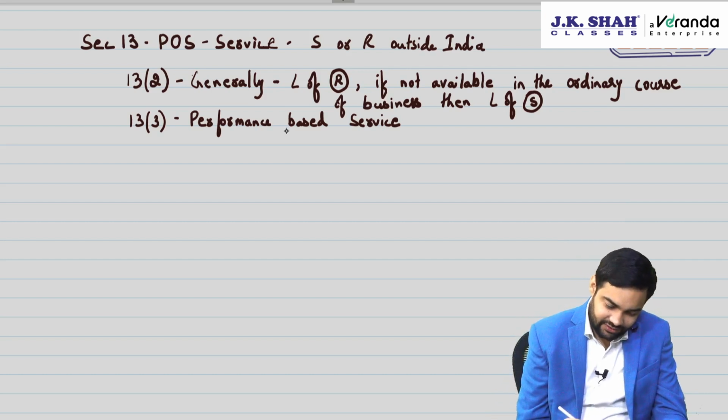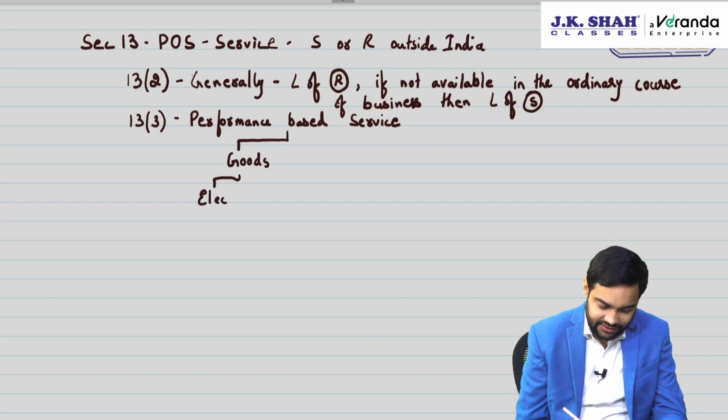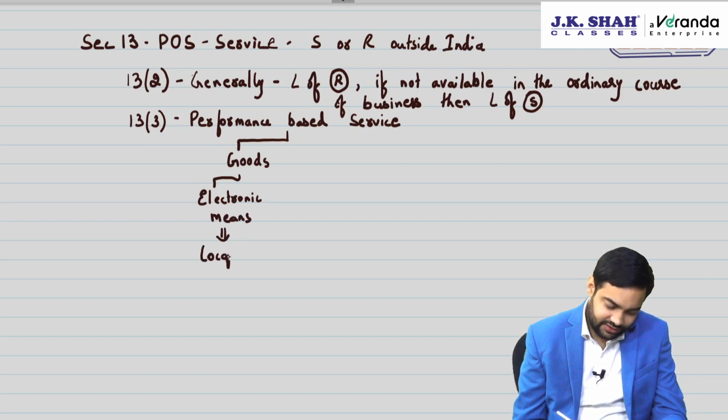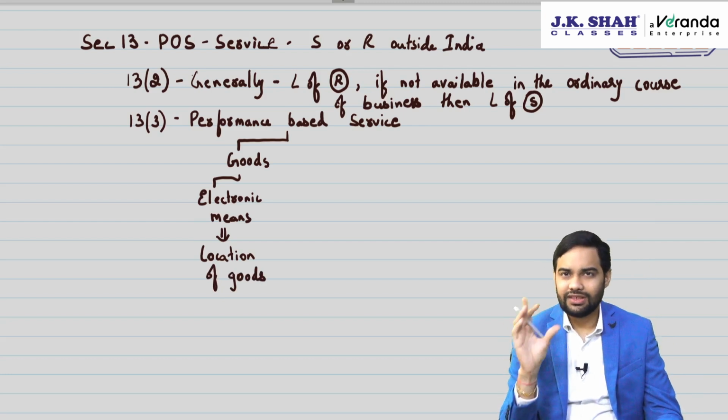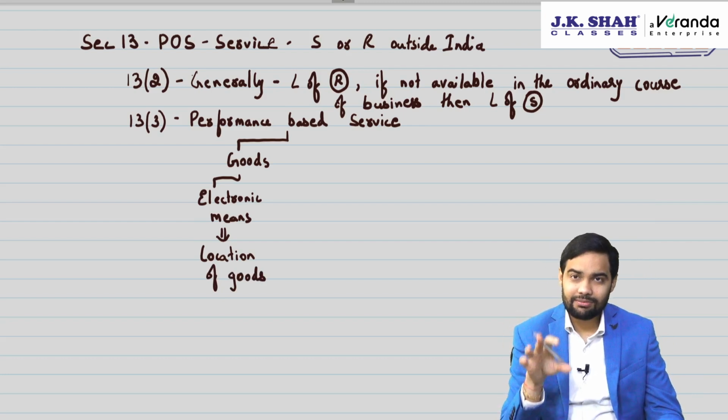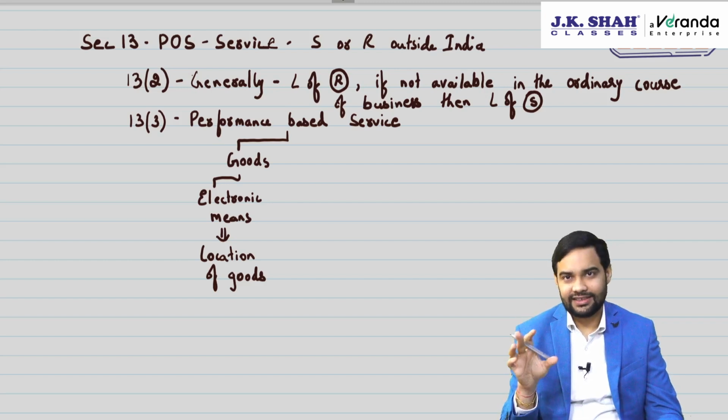Then coming to the place of supply, if it is related to goods and it is being provided by electronic means, then in that case the place of supply will be the location of the goods. Say suppose there is a remote system located at some place and an engineer from outside India is repairing that remote system using one of the softwares. Then the place of supply will be where the goods which are being repaired are located.